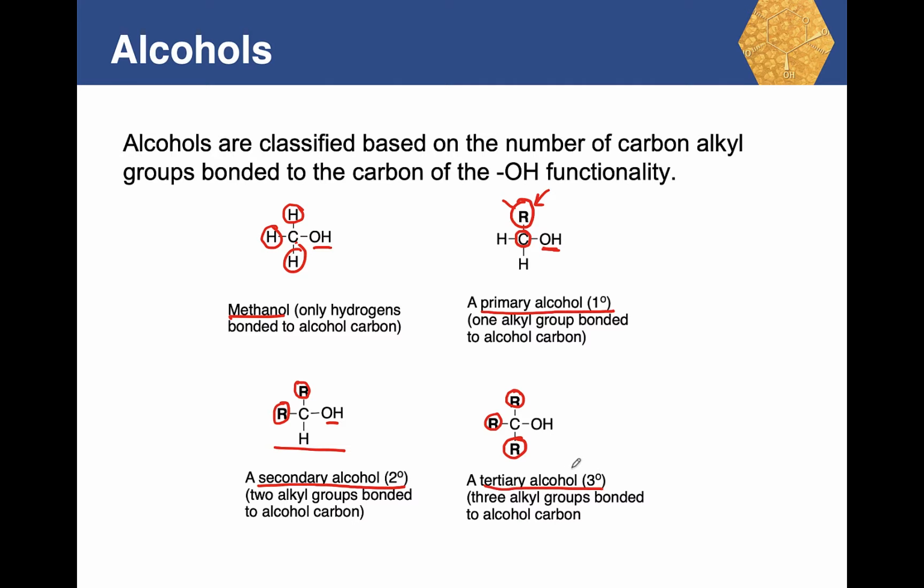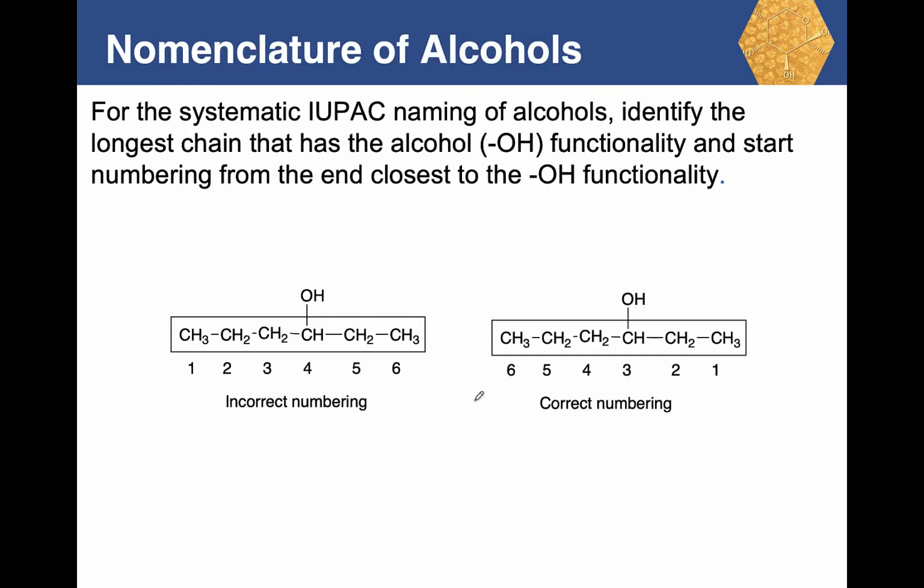So you should be able to classify alcohols based on the number of alkyl groups that are bonded to the carbon that contains the OH group. We'll have some examples at the end of this section. But let's move now into the IUPAC nomenclature of alcohols.